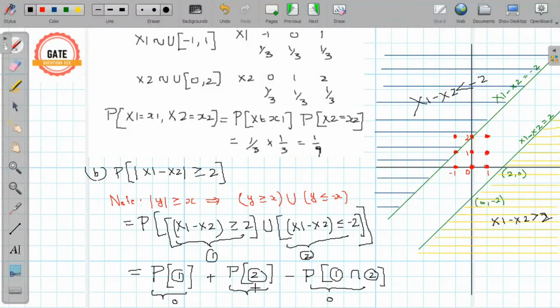So this probability will be equal to the sum of joint probabilities that are lying in region 2. In region 2, we can see there are 2 points lying on its boundary plus 1 point lying inside this region. So this will be equal to the sum of the joint probabilities of these 3 points, which is 3 by 9. So this probability will be equal to 3 by 9, or we can write it as 1 by 3.